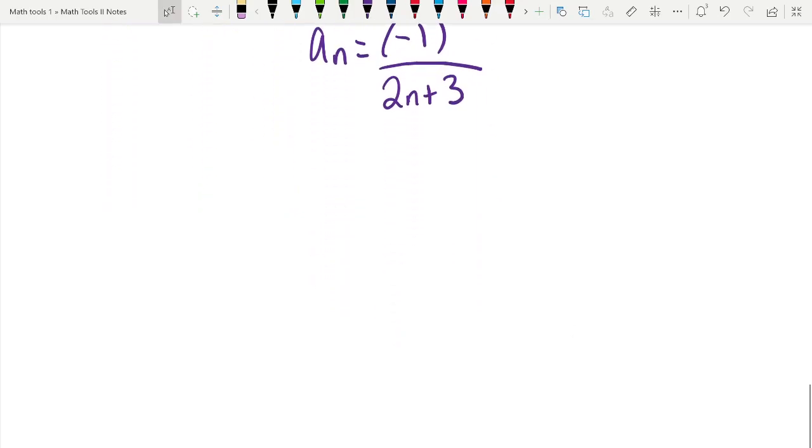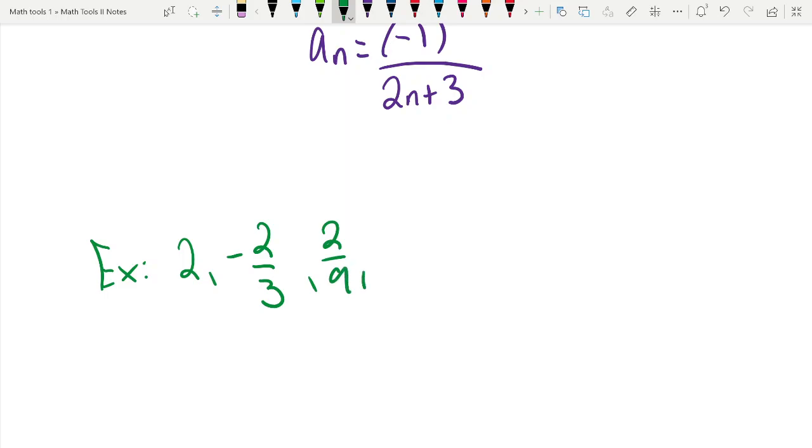Okay, I just want to look at one more here. So let's look at the sequence right here, which is 2, -2/3, 2/9, -2/27, 2/81. Okay. And then it's going to go on forever. So by the way, that dot dot dot means it goes on forever. I don't think I ever explicitly said that, but that's what it represents, right? So this means that it's an infinite sequence.